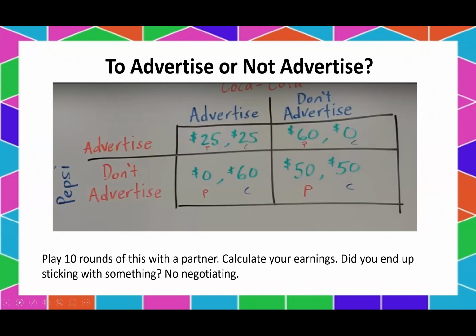So if we were in class, what we would have done is I would have given you what they call a payout chart. And I would have asked you to play this 10 rounds with the partner and then calculate your earnings at the end. Let's look and see what this means.